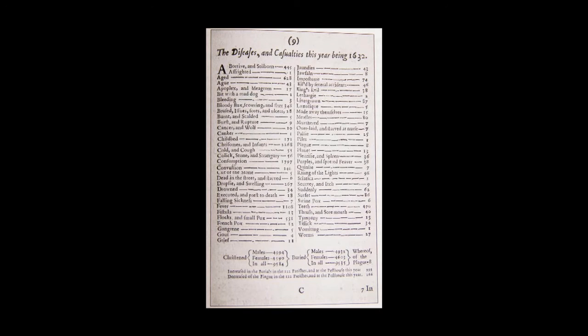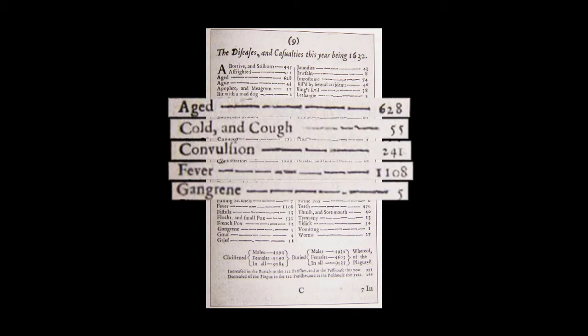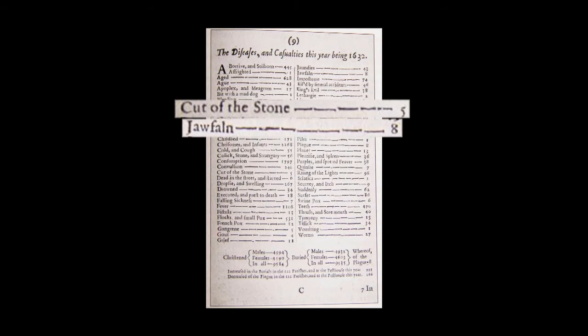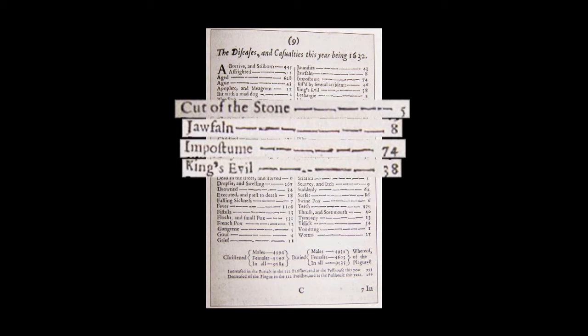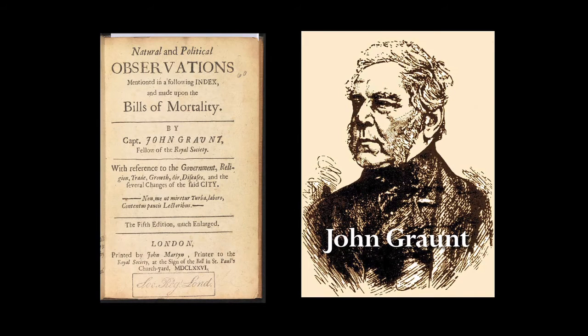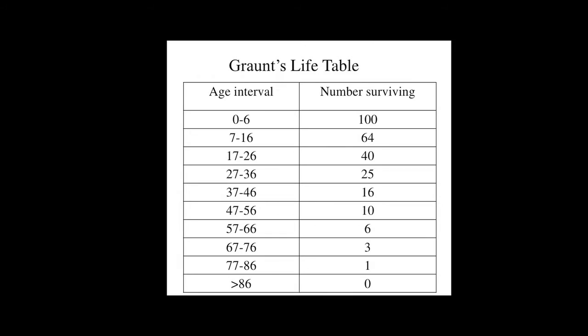While many of the causes of death reported would be understood today, aged, cold and cough, convulsion, fever, gangrene, many would not. Cut of the stone, jawfallen, imposthume, king's evil. The first person to take advantage of these published data was John Graunt. In 1662, he published a book, Natural and Political Observations Made Upon the Bills of Mortality. In it, he summarized the causes of death reported by each parish, and he estimated the probabilities of survival by age group.